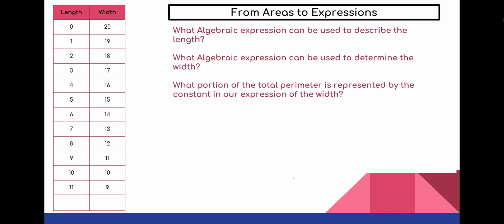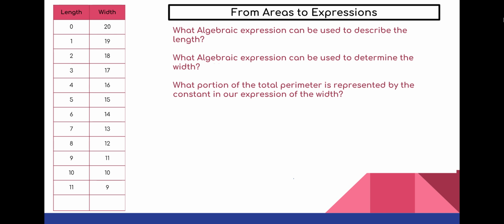There are a couple of questions that we want to ask students as we're exploring. We want students to develop an algebraic expression that can be used to describe the length. We want students to determine an algebraic expression that can be used to describe the width, and we want to do so in terms of the length. We also are going to clue them into an important observation: what portion of the total perimeter is represented by the constant that we develop in our expression of the width?